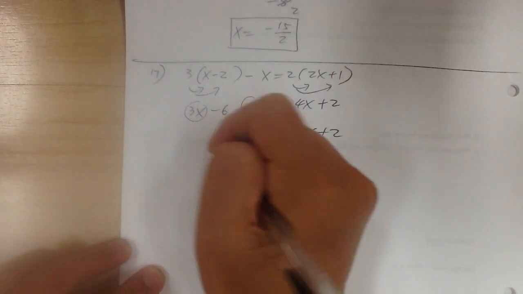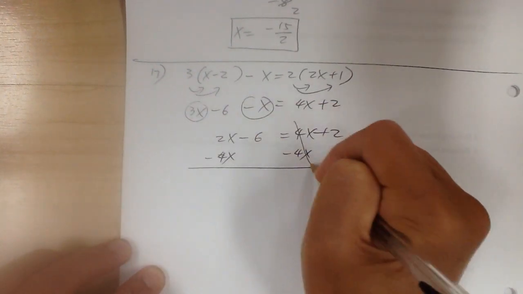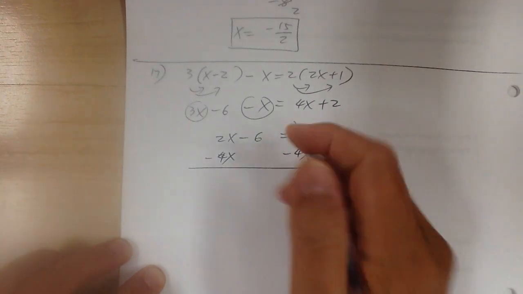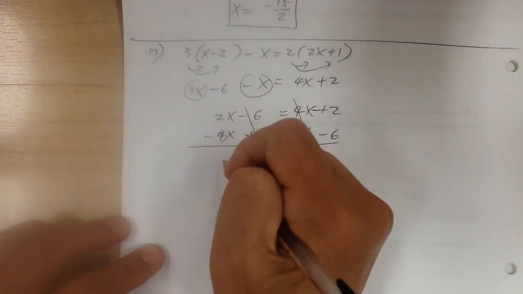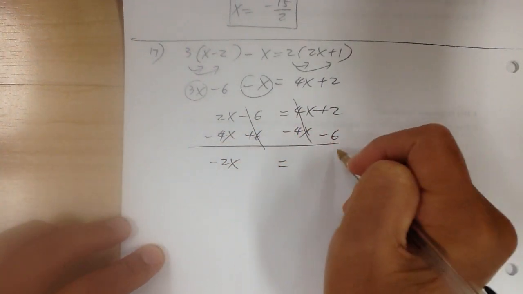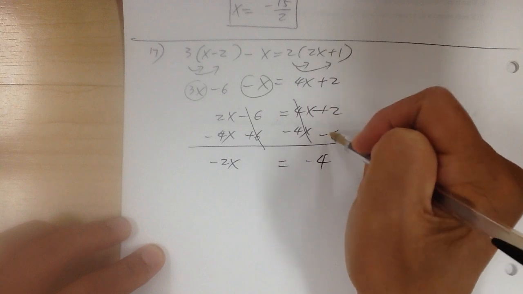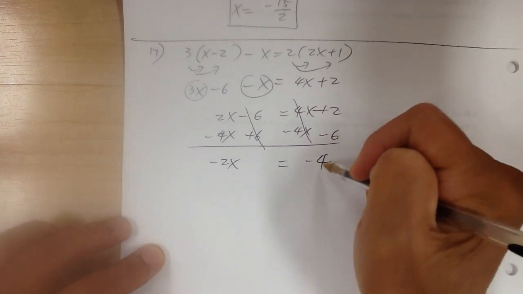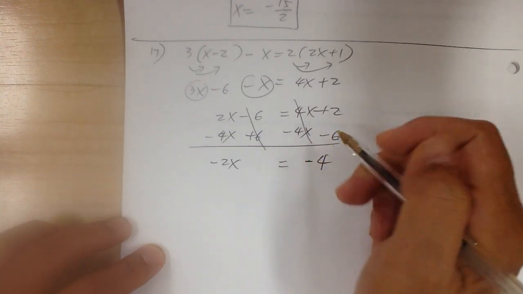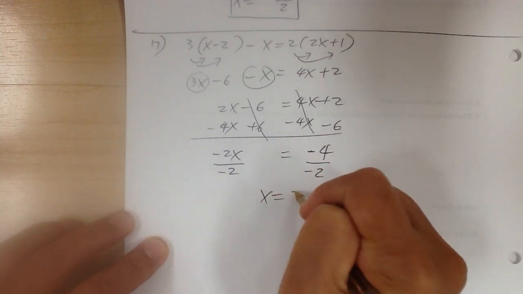Okay, so I'm going to move the variable over. So minus 4x on both sides. So this will cancel out. And I'm going to move the number to here. So I need to plus 6, so that this will cancel out. So I end up with negative 2x equal to negative 4. Again, when the signs are opposite, you have to subtract the numbers. So 6 minus 2 gives you 4, and you take the sign of the bigger number. Then after that you divide by negative 2, divide by negative 2, so x equal to positive 2.